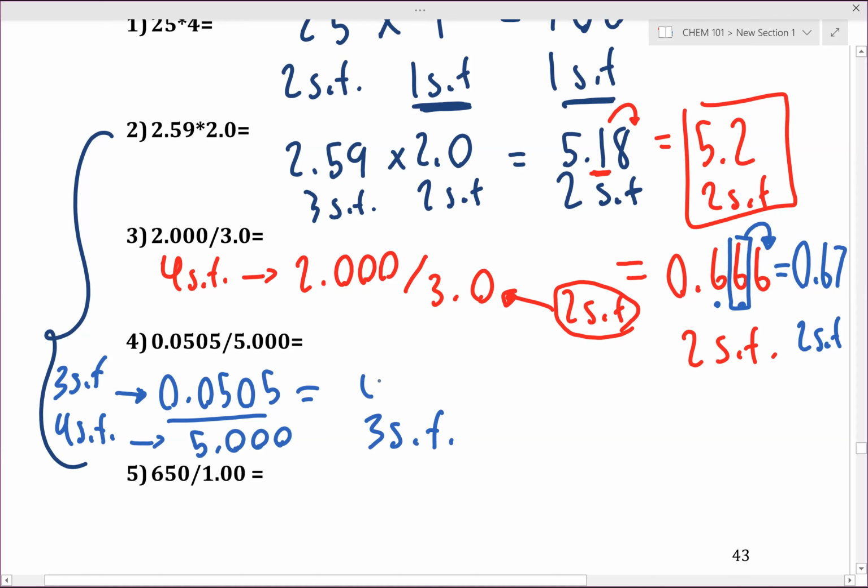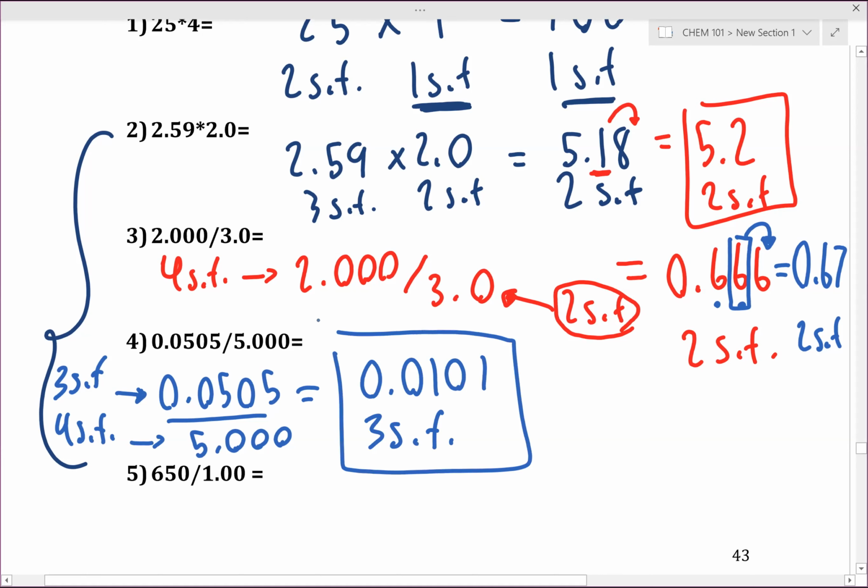So we have 0.0101. Is this number okay? Does this number have the correct number of significant figures? Yes. We want 3. This number has 3. We're good.